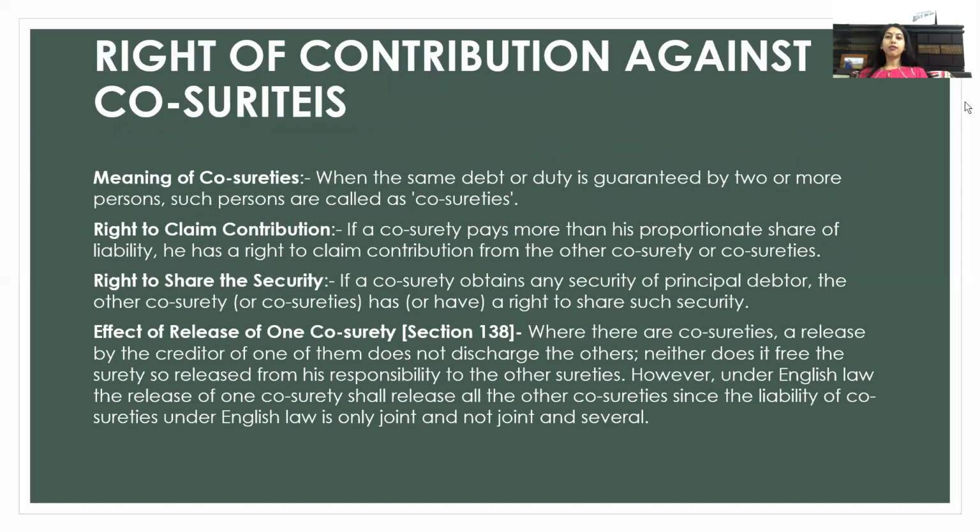Next, right of contribution against the co-sureties. Now, who are co-sureties? Surety is the person who gives the guarantee. And co-sureties are more than one surety.